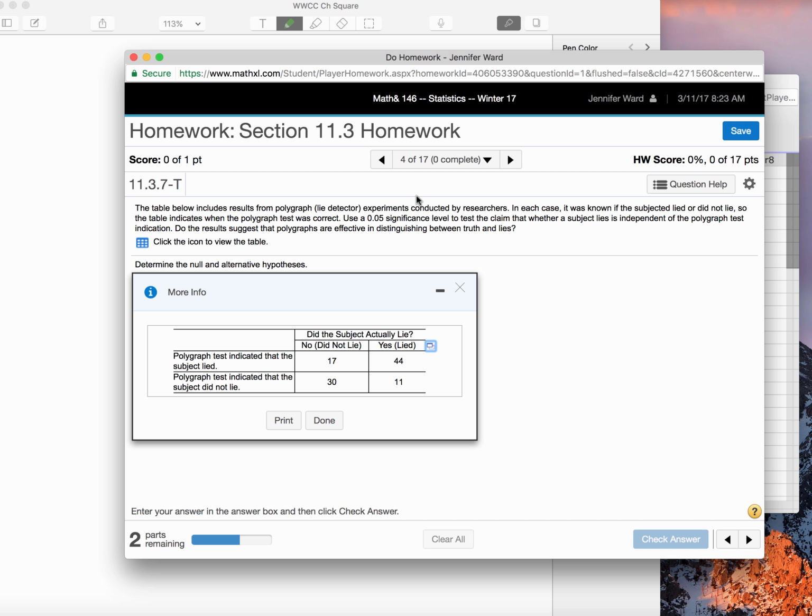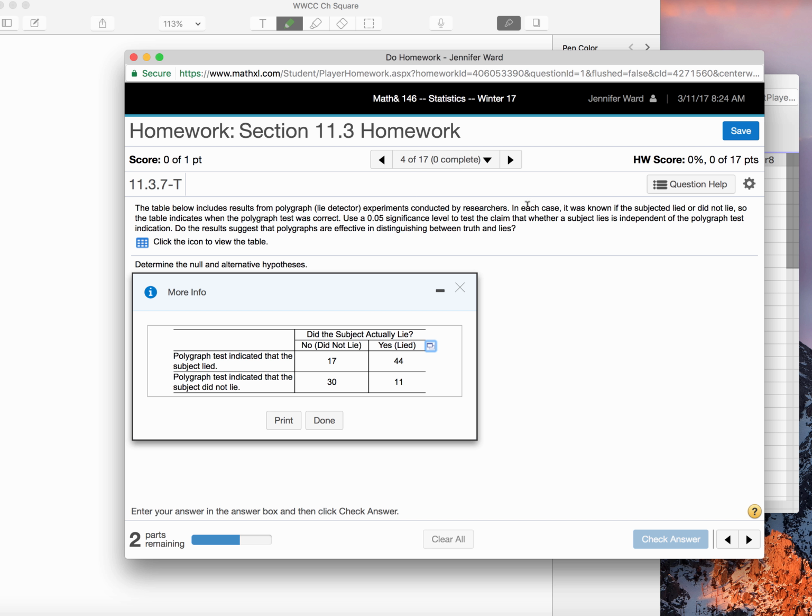In each case, it's known if the subject lied or did not lie, so the table indicates when the polygraph test was correct. Use a 5% significance level to test the claim that whether a subject lies is independent of the polygraph indication. And then, do the results suggest that polygraphs are more effective in distinguishing between truth and lies?